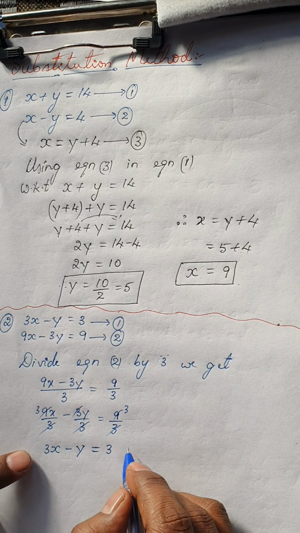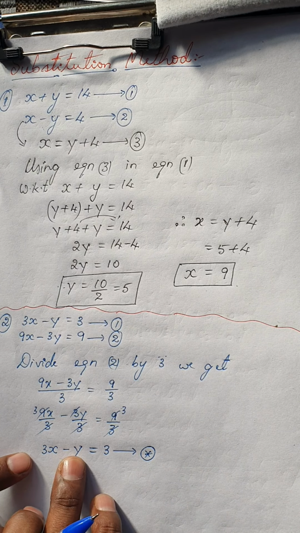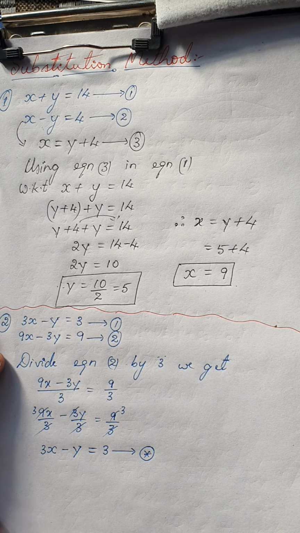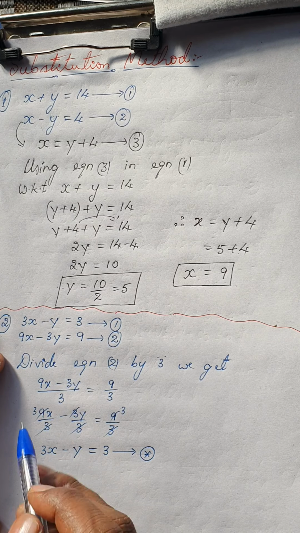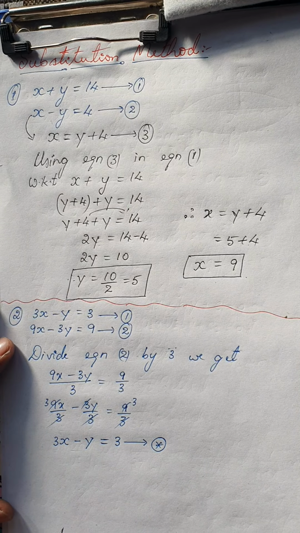Now you can see this equation; let me call it equation star. This is the same as equation 1. So when the same equation is given twice, then you can get any value for x and y.